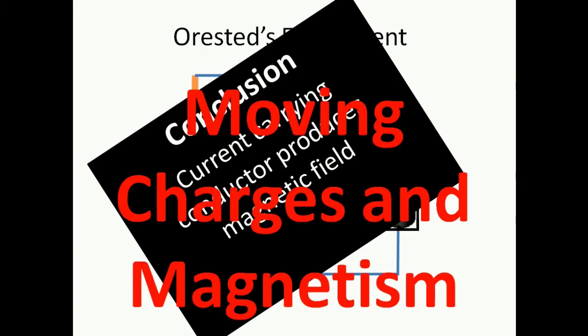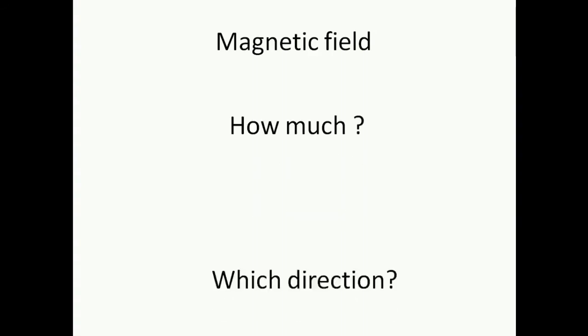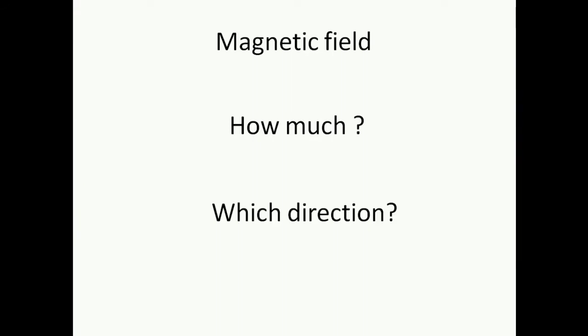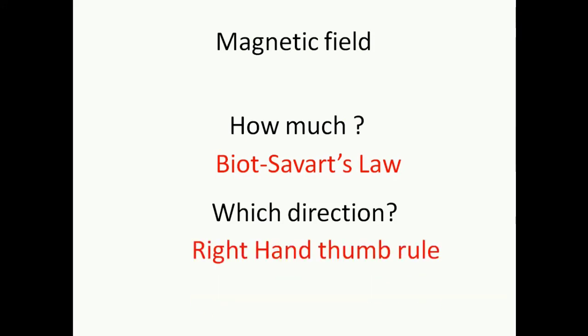So he gave the conclusion: a current carrying conductor produces a magnetic field, and from his conclusion we got a chapter on moving charges and magnetism. As we have said that a current carrying conductor produces a magnetic field, the question comes: how much magnetic field, and in which direction? The answer to these two questions: the Biot-Savart law gives the idea of how much magnetic field is produced, and the direction is given by the right hand thumb rule. So let's see the Biot-Savart law.